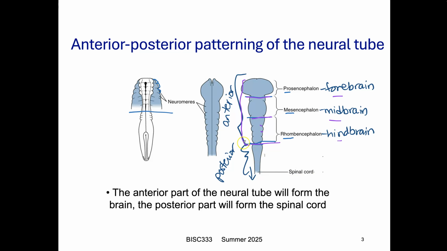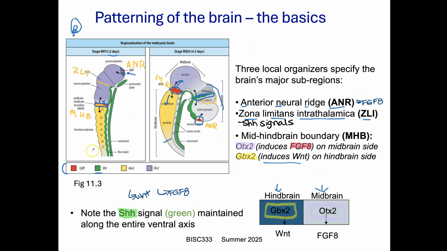And then in the posterior, as I said, we're talking about the spinal cord, but of course the places where the nerves emanate from or come back from the body, the destinations for those are going to be different. So there's still going to be some different patterning along the anterior posterior axis.